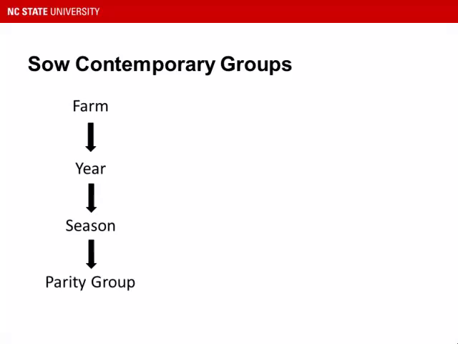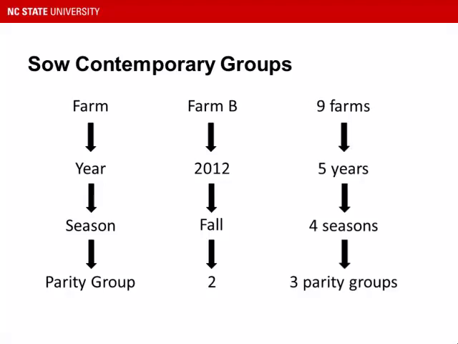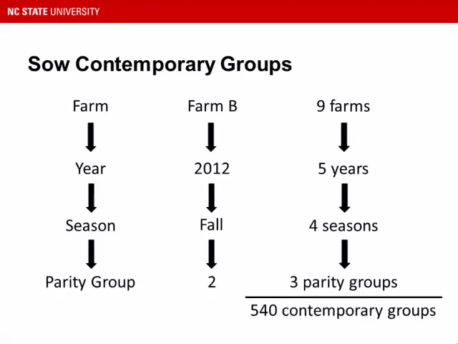To help sift through the massive amounts of data, we put the sows into contemporary groups based on the farm they were located, the year they farrowed, the season they farrowed, and then if they were in their first, second, or third through sixth parities. So for example, sows in their second parity that farrowed during the fall of 2012 and were located at Farm B would make up one contemporary group. So with 9 farms, 5 years, 4 seasons, and 3 parity groups, we had 540 contemporary groups total for this study.